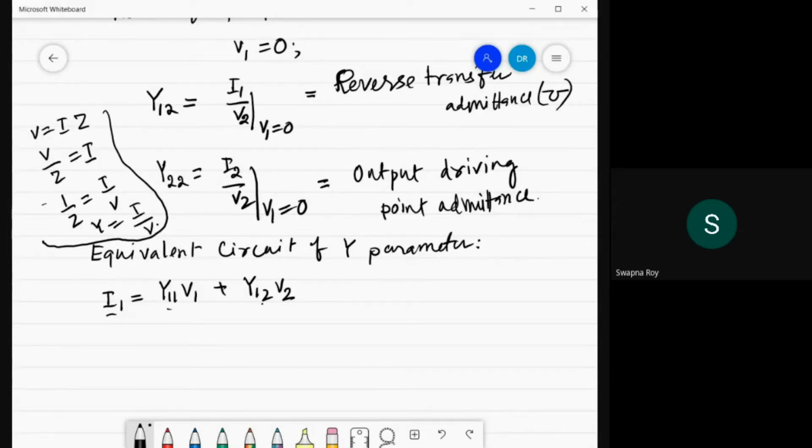Similarly, current is nothing but the product of admittance into voltage. So as I told you, this current is a sum of two currents. So Y11 V1 plus Y12 V2. This was equation 1, and similarly I2 is equal to Y21 V1 plus Y22 V2. This is also a sum of two currents. So how to draw the equivalent circuit?